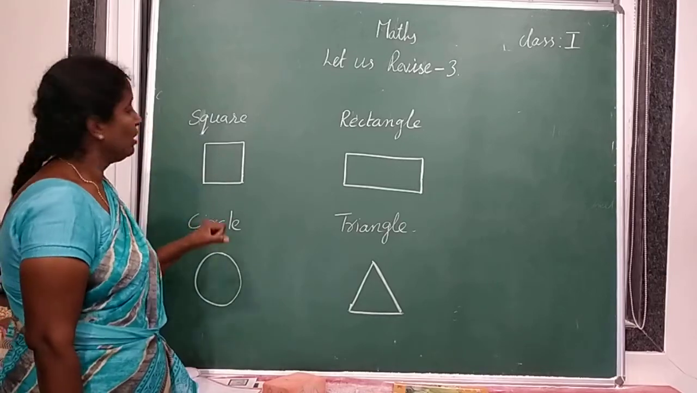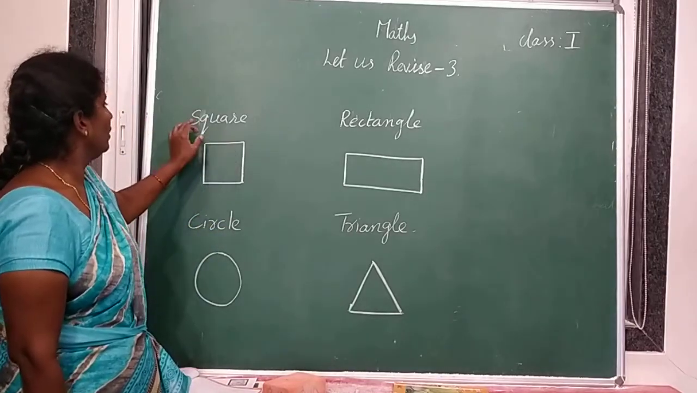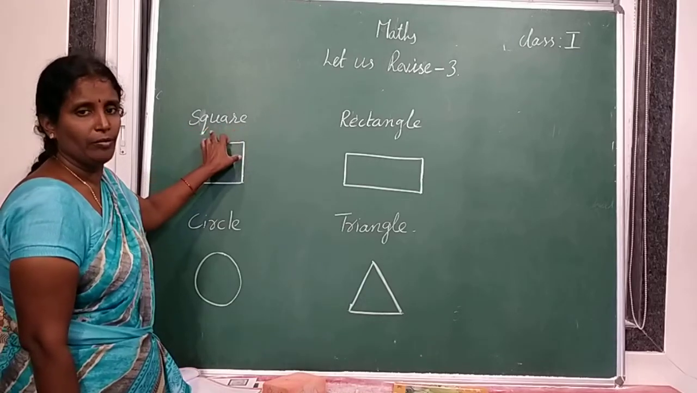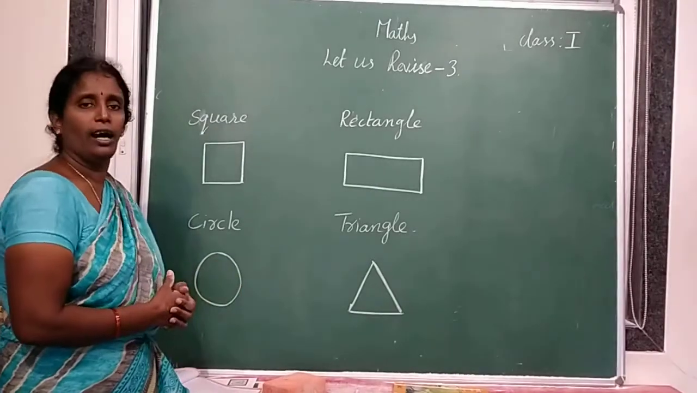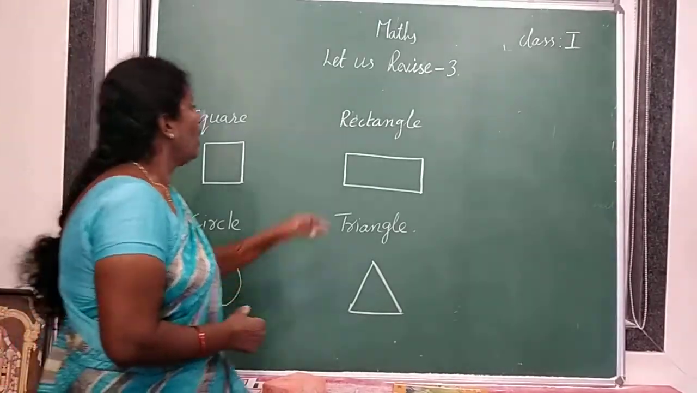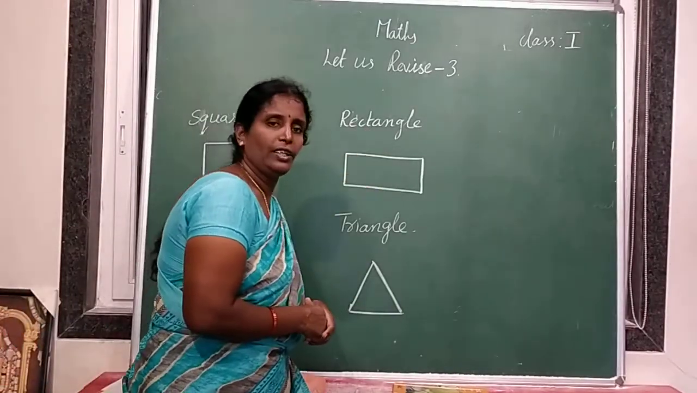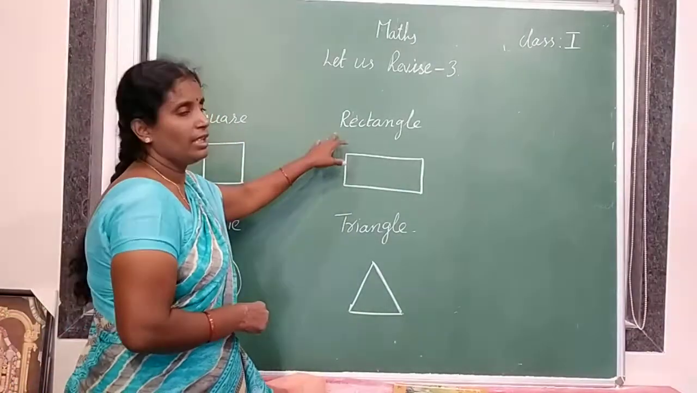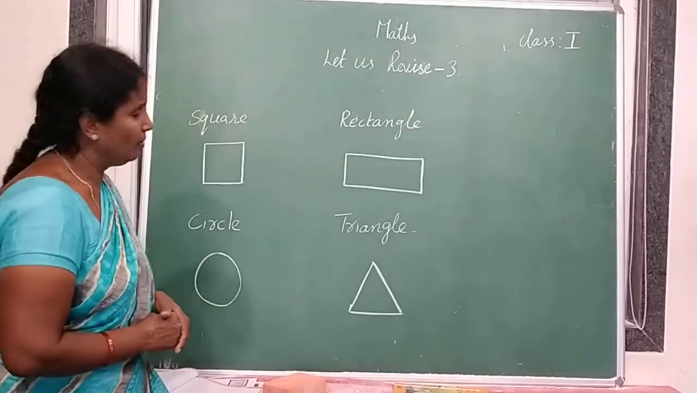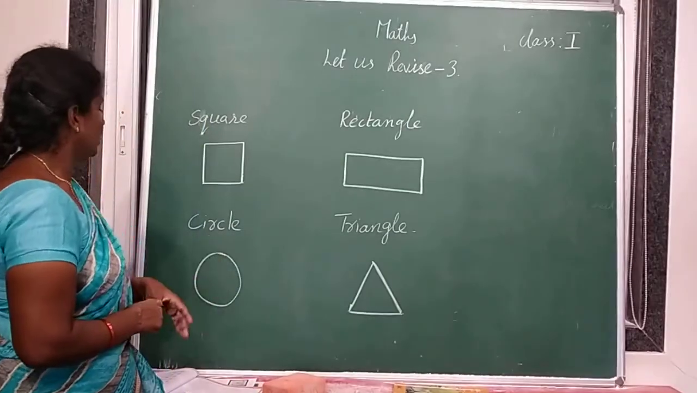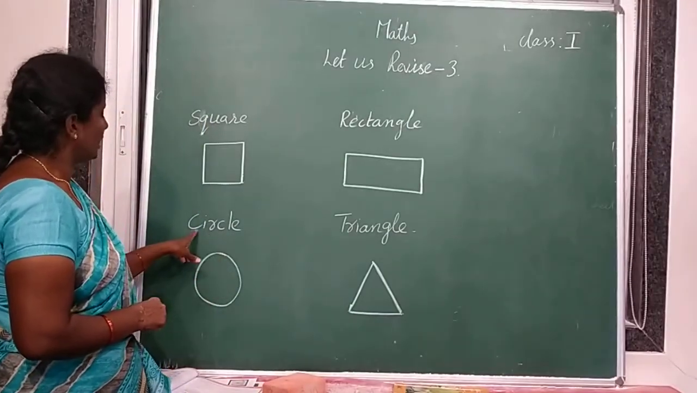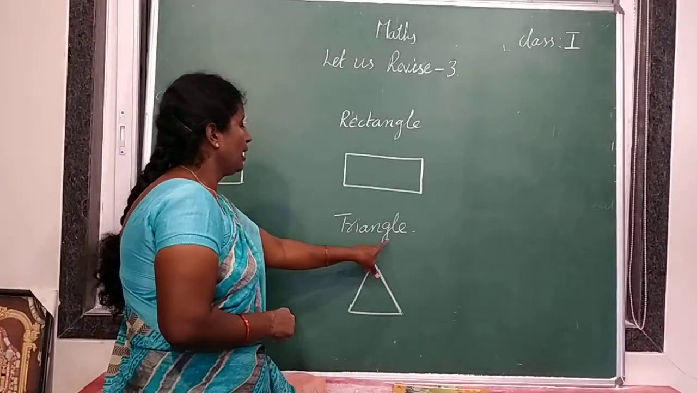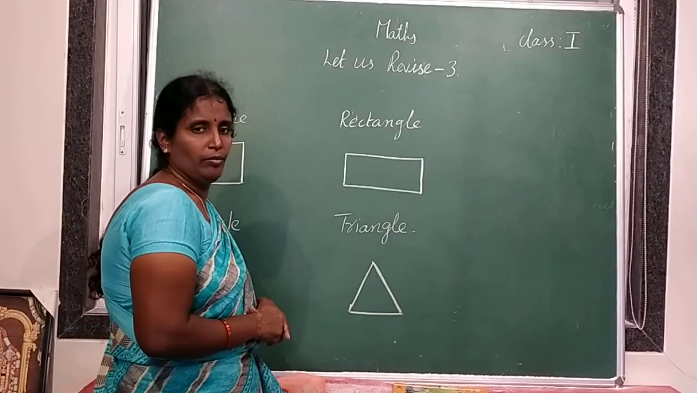Understood for everybody? So once read the spellings. S-Q-U-A-R-E. Square. R-E-C-T-A-N-G-L-E. Rectangle. C-I-R-C-L-E. Circle. T-R-I-A-N-G-L-E. Triangle.